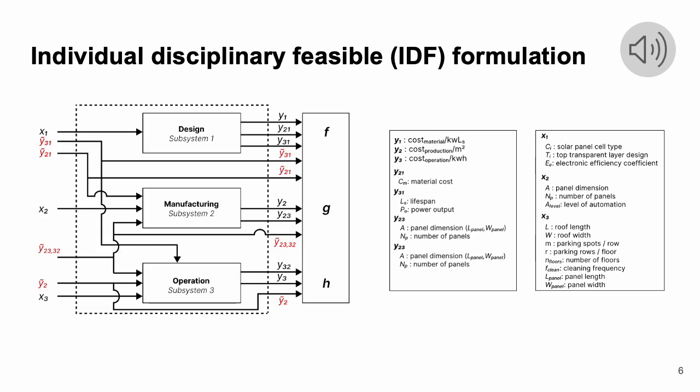In this project, we chose the IDF formulation because our three subsystems are strongly coupled. Traditional approaches like MDF require solving all coupling variables at every iteration, which is computationally expensive and often unstable under strong coupling. In contrast, IDF introduces auxiliary variables to decouple the feedback loop, allowing us to preserve each subsystem's internal structure while maintaining consistency across shared variables like panel dimension, material cost, and power output. This made IDF the most robust and efficient method for our solar panel system.